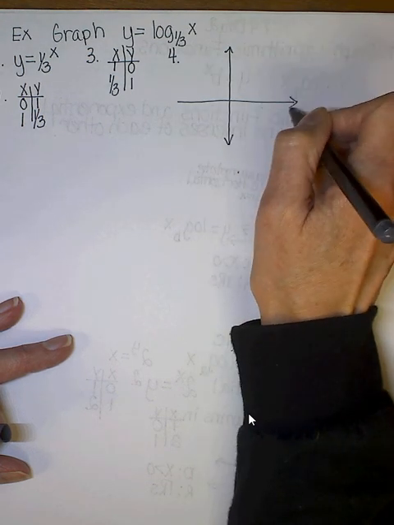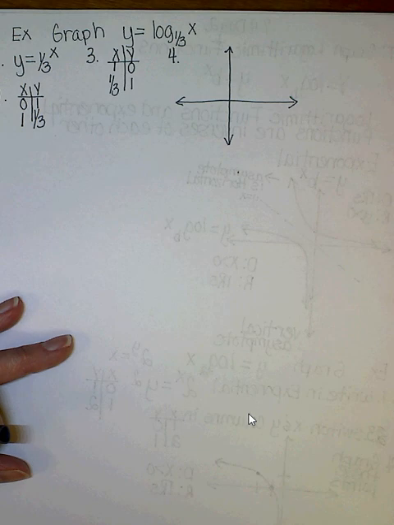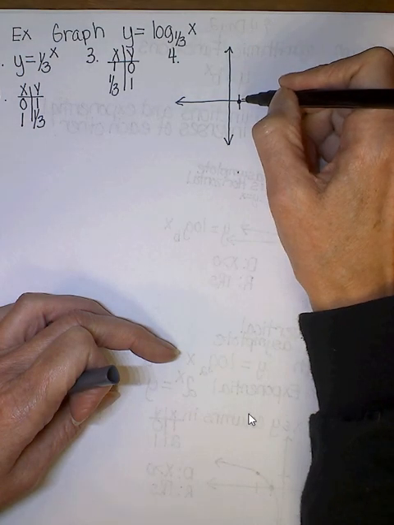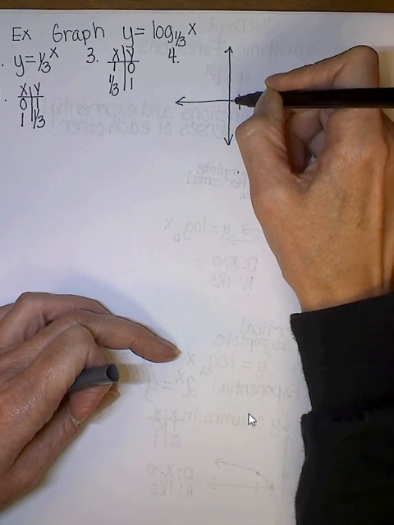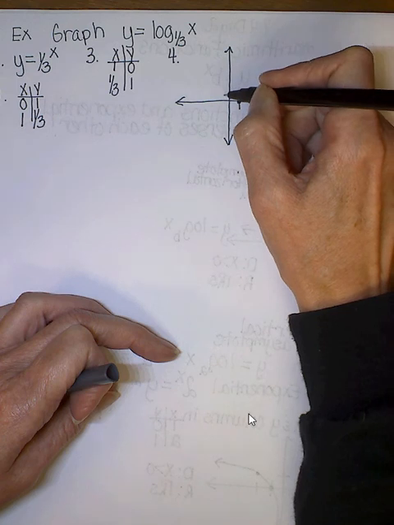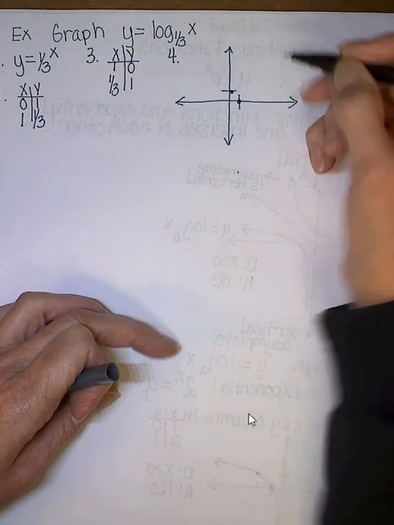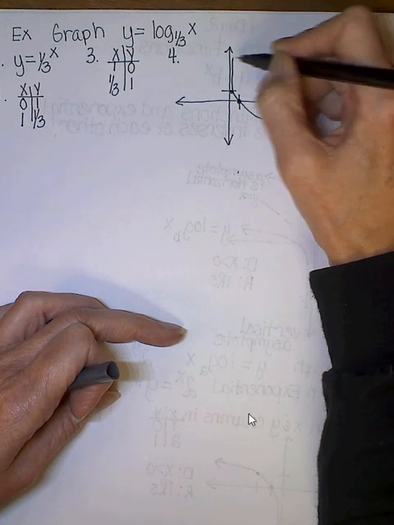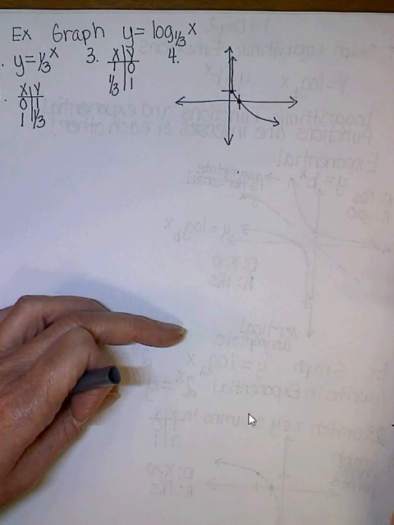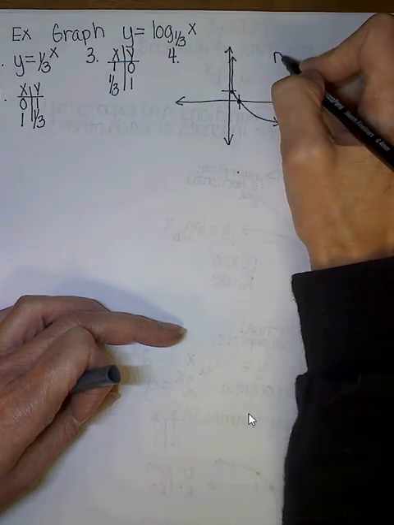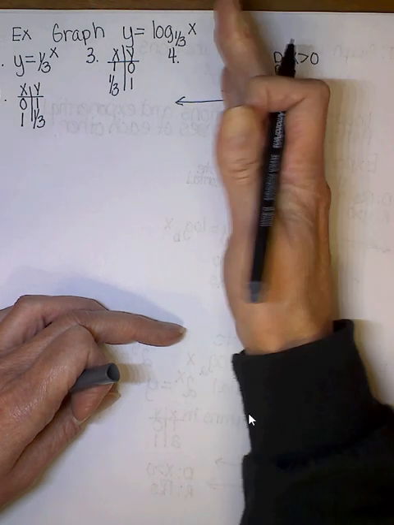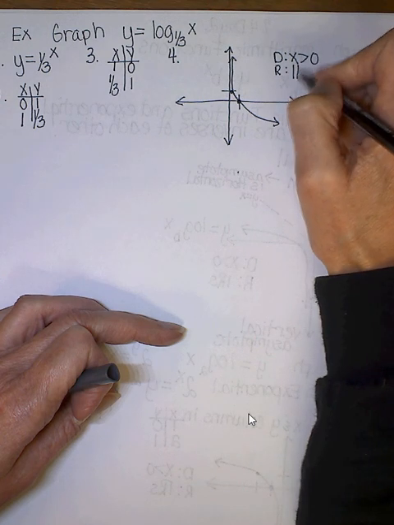Now this one is going to flip because of the 1/3. So we have (1, 0), and then 1/3 would be real close to the x-axis and up 1, so it's going to be something like that. It's still not going to cross the y-axis. That 1/3 made it reflect up. So then our domain and range: domain is still x is greater than 0. See, all the x values are greater than 0, and our range is all reals.